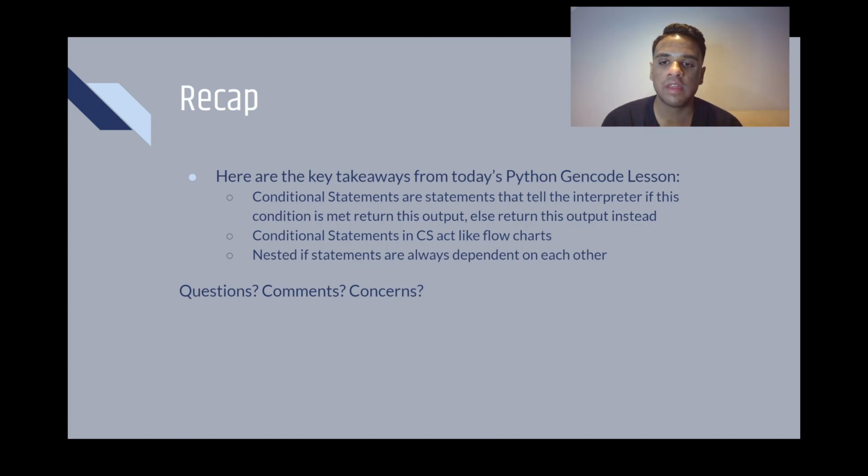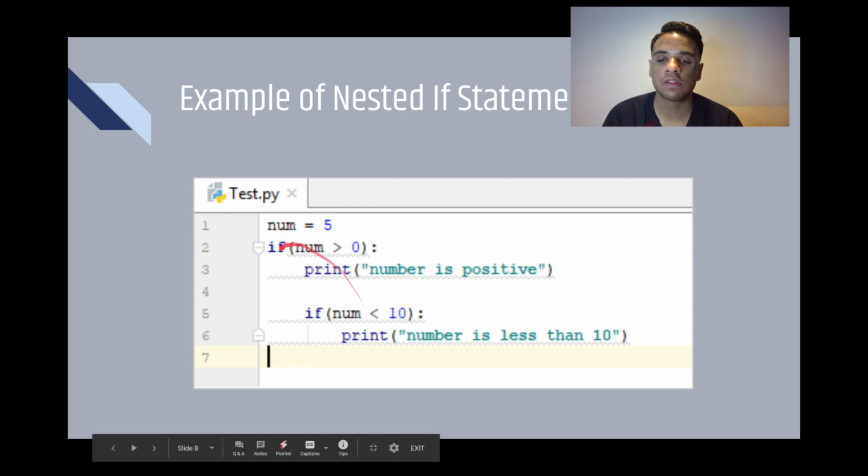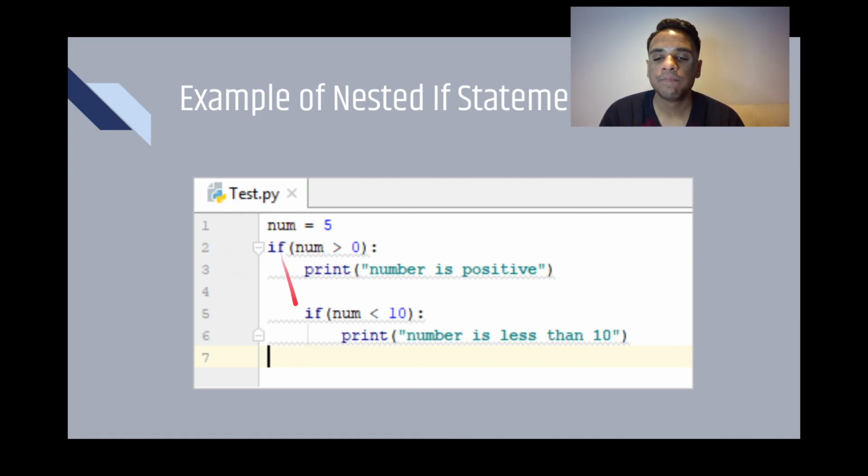And the last thing, nested if statements are always dependent on each other, right? So if they're within each other, with the indentations like this, these are dependent statements. But if this if statement was a little bit out here, lined up with this if statement, these two would be independent. But since they're within each other, this will affect this all the time. They're nested. That's what we call in computer science nested if statements.